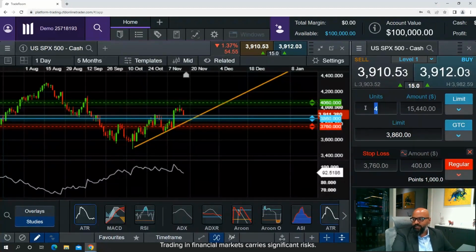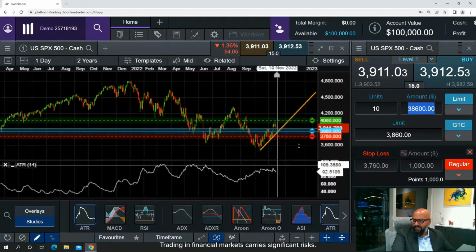Now this is completely up to individual to individual. You could do ultra conservative, you can just do 1 unit where you risk only $100 to make $200. You could do 10 units if you're okay with your risk appetite being a little more on the heavier side. You can risk about $1,000 to make $2,000.